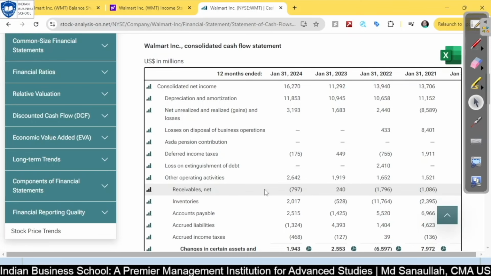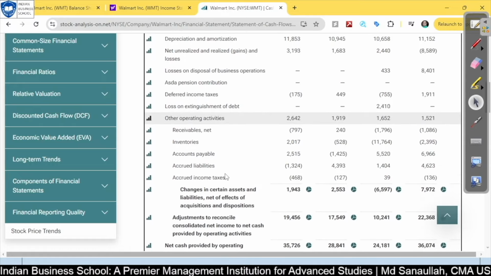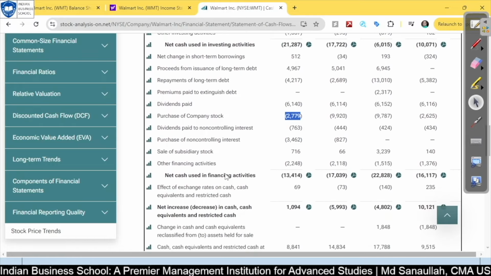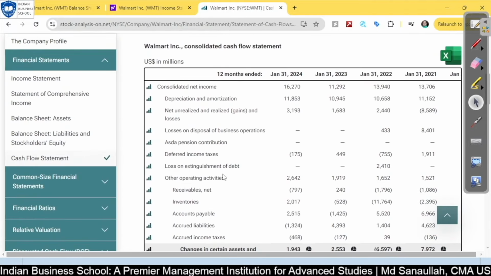So first we will try to understand what is cash flow statement. As you can see, this is the cash flow statement of Walmart, one of the largest companies of the world. You can see they are updating first their consolidated net income. So this is the net income. I have a question for you.